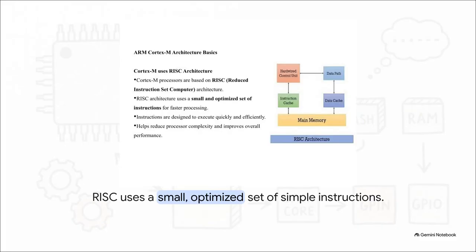But what does reduced actually mean in this context? Well, it definitely doesn't mean the architecture is somehow less capable. It just means it uses a small, highly optimized set of simple, fixed-length instructions. Because the instructions are so simple and uniform, it is much easier for the processor to decode and execute them. This drastically reduces the complexity of the hardware itself and vastly improves the overall execution efficiency and speed. Simply put, simpler instructions mean a much faster, more efficient engine.